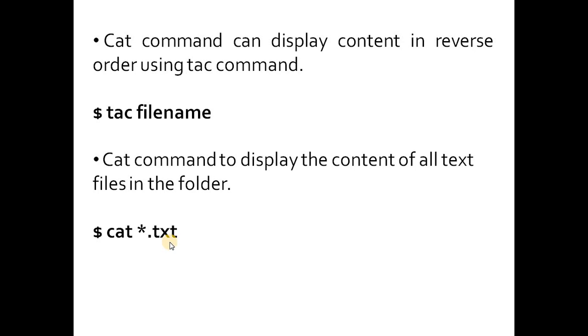This command when executed will display the contents of all the files that have the extension .txt. If you want to see all the files having extension .c, you can give cat *.c over here. You will be able to see the contents of all the files having the extension .c. So with this we finish with the first file handling command, that is the cat command.